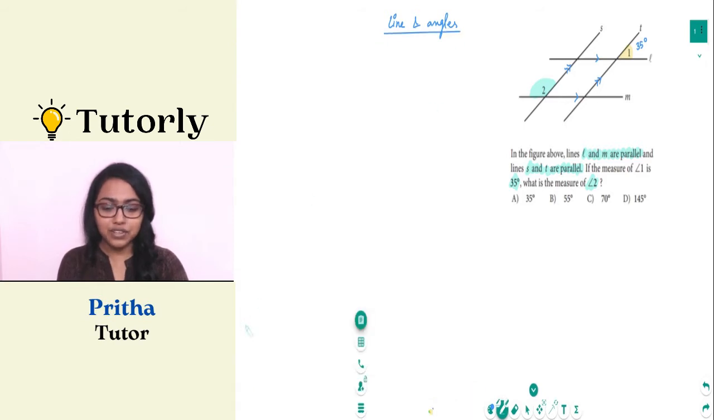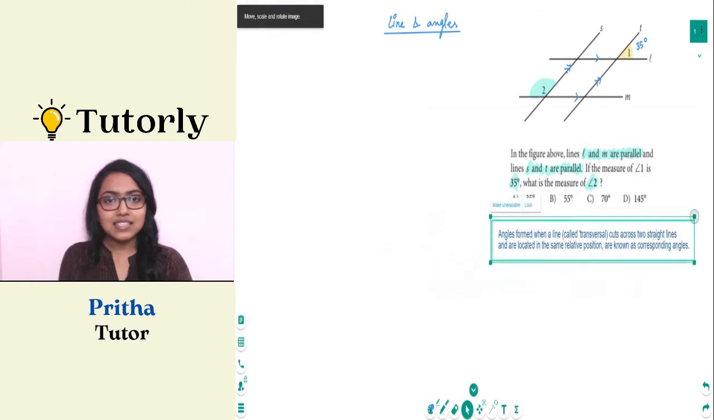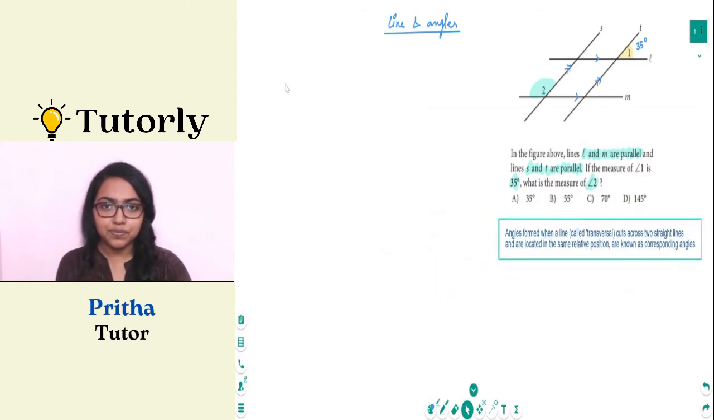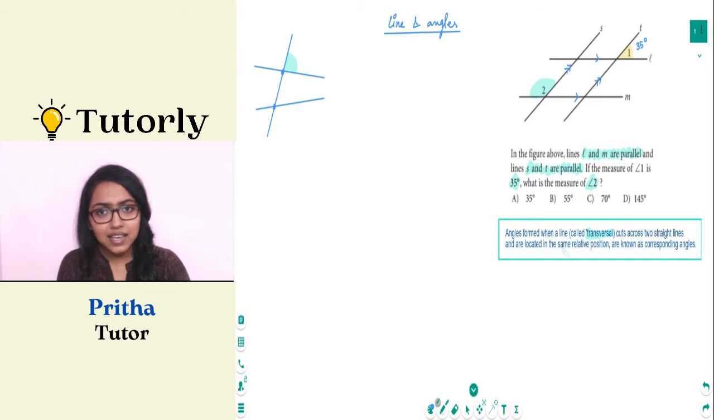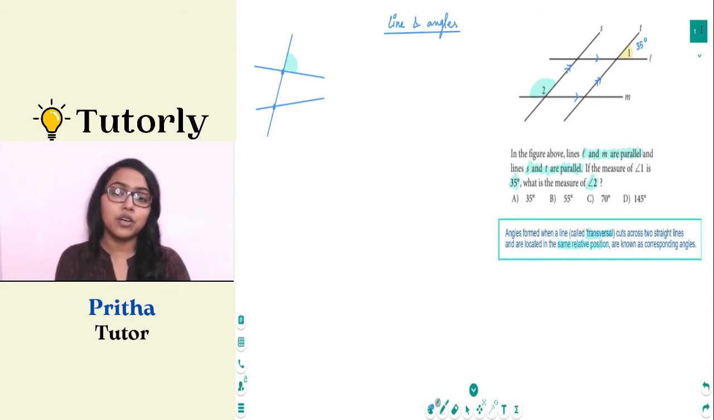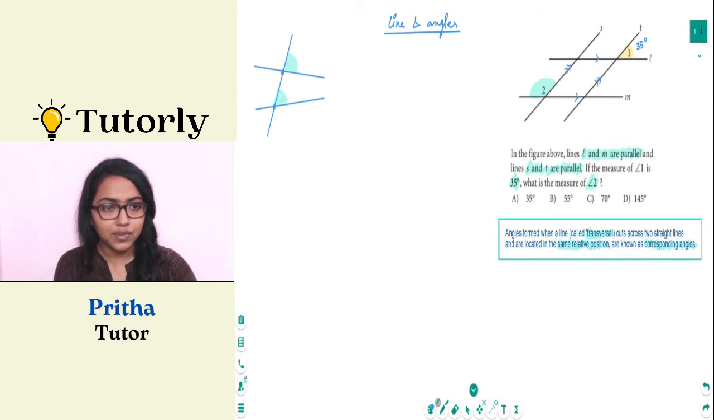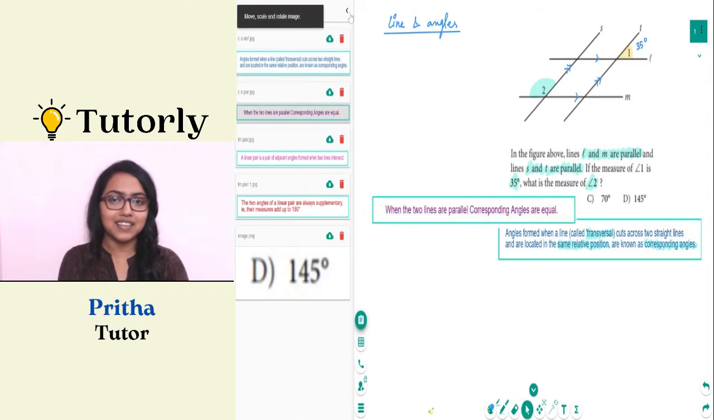So to solve this, we first need to know a few things. That is, let's say corresponding angles. Now, if we have any two straight lines, let's say this line and another line, and another line cuts across both these lines, then this line is called a transversal. Now, many angles are being formed here, then the angle that has the same relative position to this angle will be called the corresponding angle. So we can see from the diagram that this angle here is the corresponding angle to this angle.